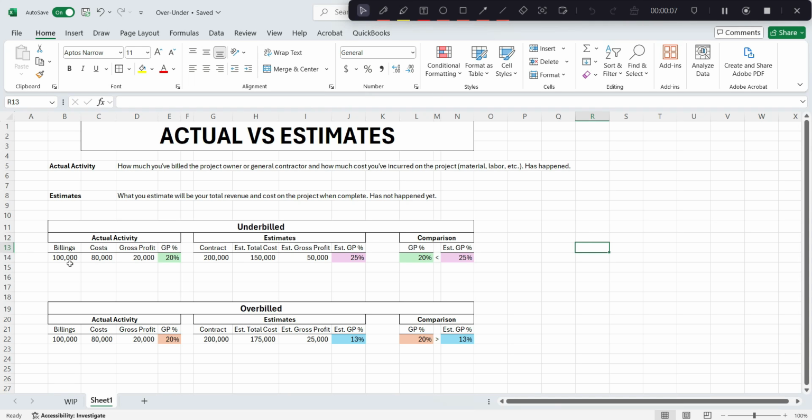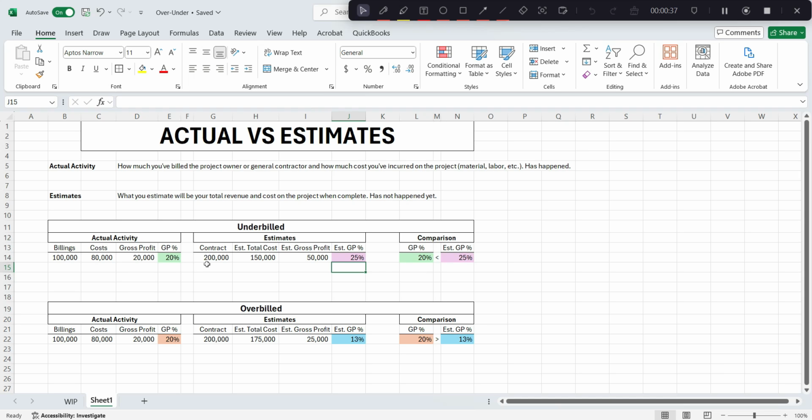According to actual activity on this project, we have $100,000 in billings, $80,000 in costs, and gross profit of $20,000, or 20%. Now, according to our estimates, we expect total gross revenue of $200,000, total estimated cost of $150,000, total estimated gross profit of $50,000, and estimated gross profit percentage of 25%.